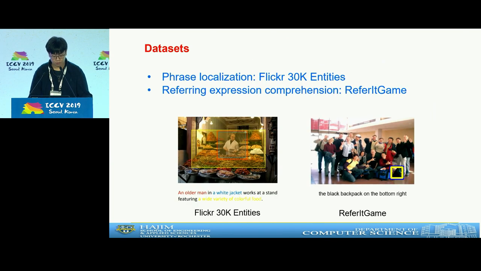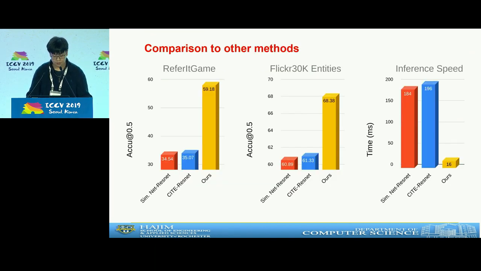We benchmark our method on both phrase localization and referring expression comprehension datasets. We show here the comparison of the inference speed and grounding accuracy to two state-of-the-art two-stage visual grounding methods. The left two figures show the accuracy on ReferItGame and Flickr30k Entities, respectively. Our one-stage approach significantly outperforms the state-of-the-art while being 10 times faster, as shown in the right figure.